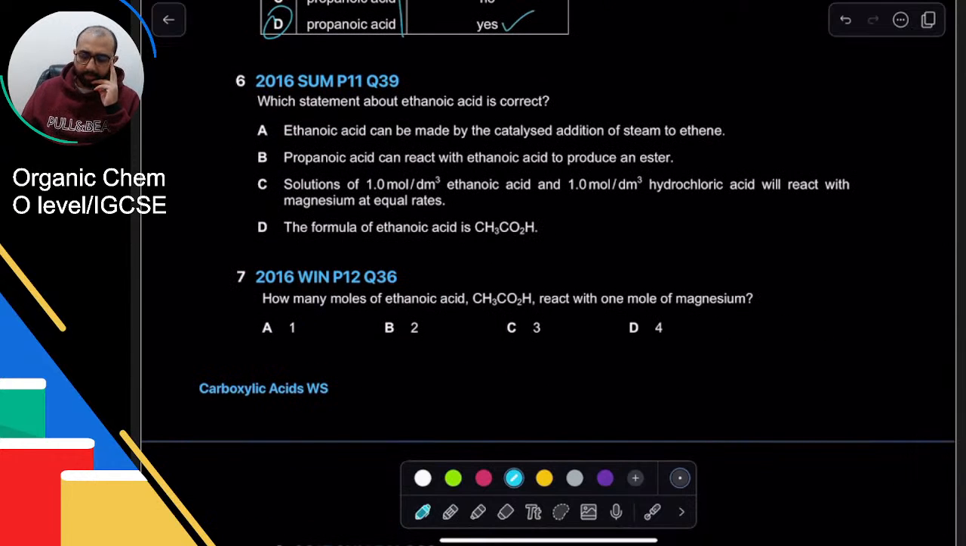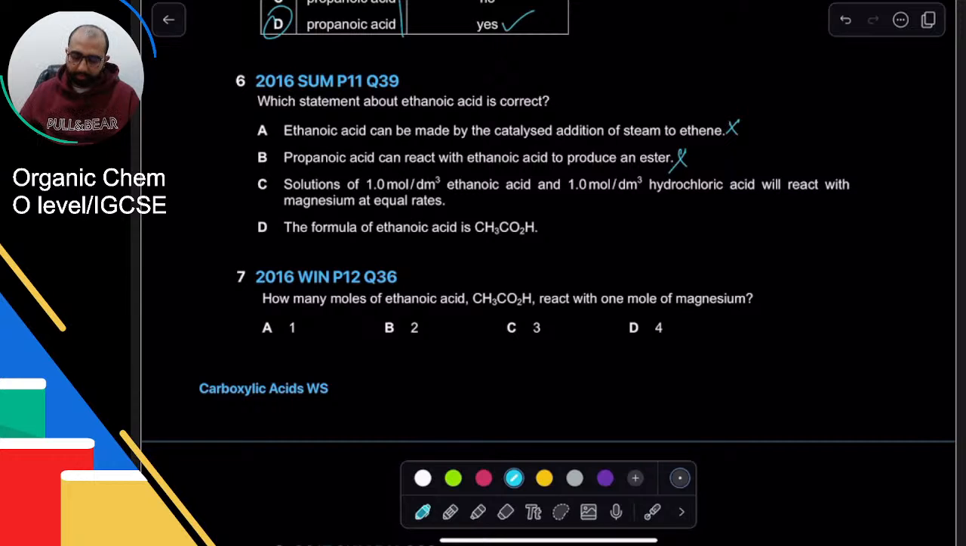Which statement about ethanoic acid is correct? Ethanoic acid can be made by catalyzed addition of steam to ethene. True. No, wait a minute. It's ethanol which can be made. Ethanoic acid is not made from that. So this one is wrong. Propanoic acid can react with ethanoic acid to produce an ester. No, as alcohol and acid react to produce ester. This one does not.